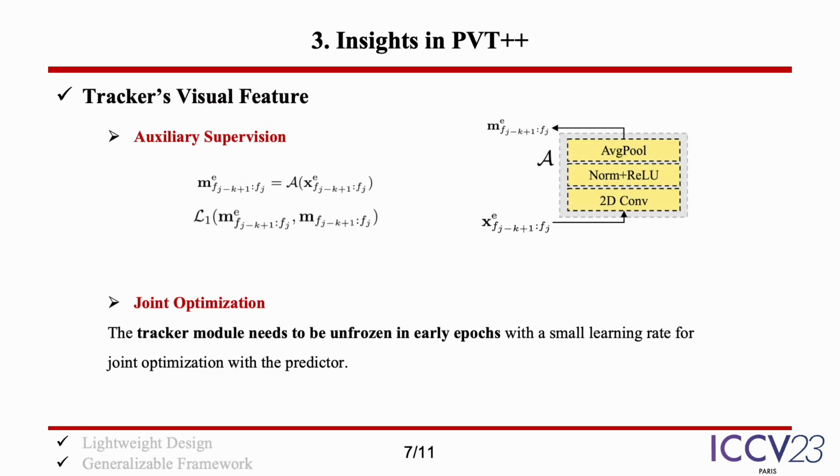How to effectively utilize the pre-existing tracker's visual feature is the second insight in PVT++. We discover 2 optimization keys. First, auxiliary motion supervision is needed on the tracker's visual feature so that it can be used to predict future motion. Second, the tracker module needs to be unfrozen in early epochs with a small learning rate for joint optimization with the predictor.